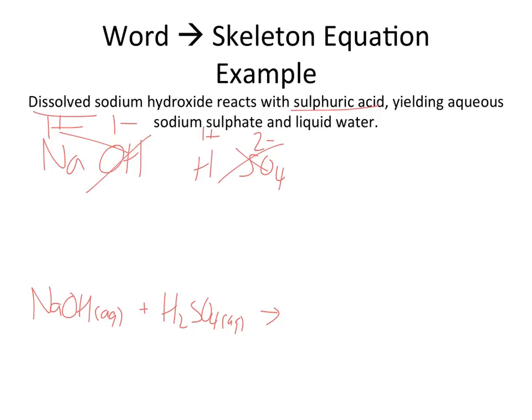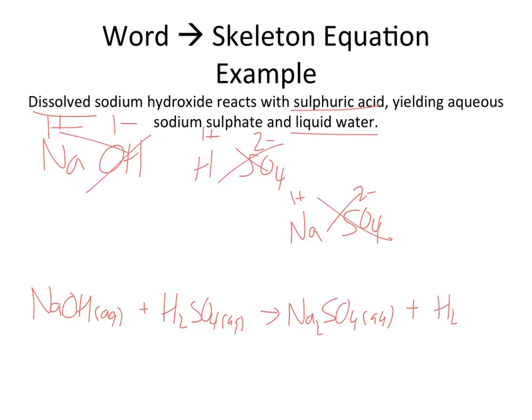So sodium sulfate, we're going to need Na and SO4. Again, Na is 1+, it's in group number 1. Sulfate is 2- from memory. We cross-cross, and we get Na2SO4, and that's again aqueous from our sentence, plus liquid water, so that's simply just H2O, and the state is liquid form. So there again, we have our skeleton equation.